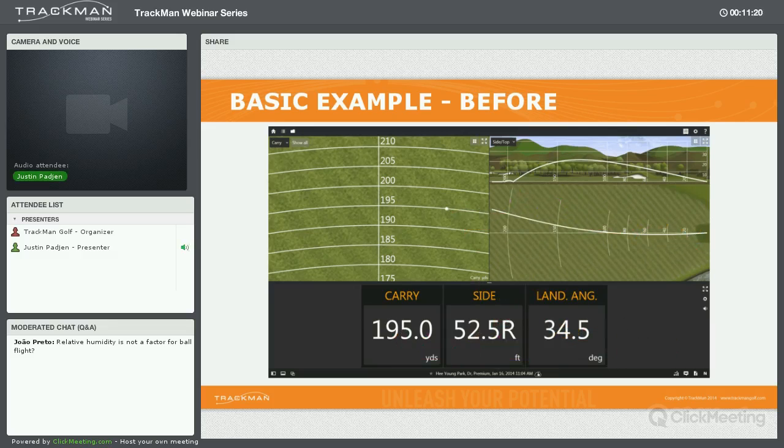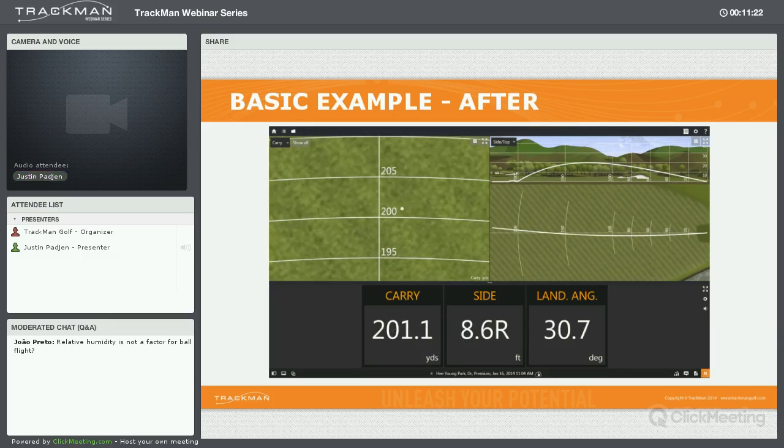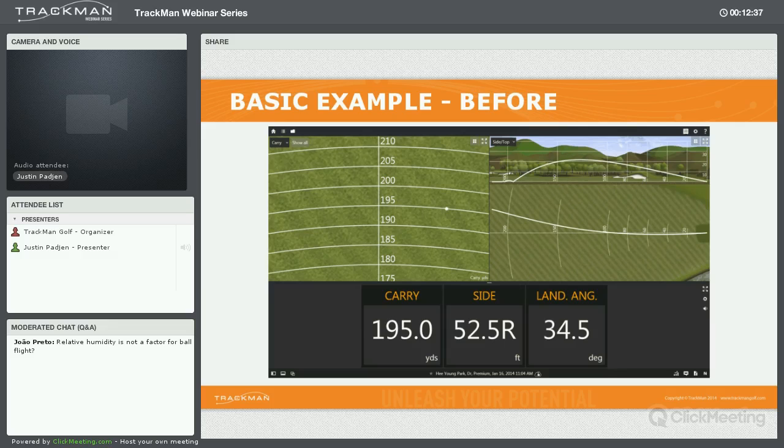Well, if we apply normalization to this shot here, we can see that it carried about 6 yards further. It's much closer to the target line, and it's actually a little bit flatter trajectory coming down at a shallower landing angle.